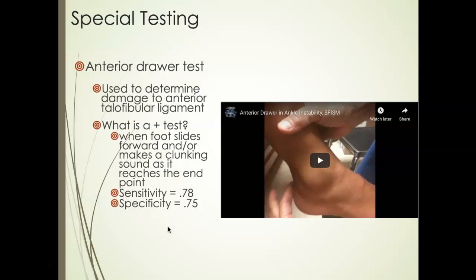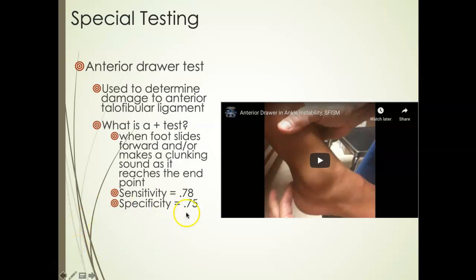Now let's think about that. We said the role of the ATFL in the first part of this series was to do what? To prevent anterior translation of that talus, right? So if it's ruptured, the talus and the calcaneus are going to slide forward away from that tibia, right? So a positive anterior drawer is one in which the foot can continue to slide forward like an anterior drawer.